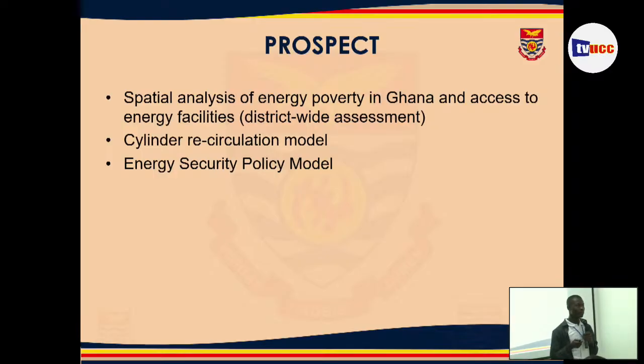Okay. We did this for the lighting source. We realized that the average access for almost all the districts was 86%. So for that, we are okay on that. And even the Energy Commission also proved that about 86% of all households in Ghana have access to electricity as lighting sources.